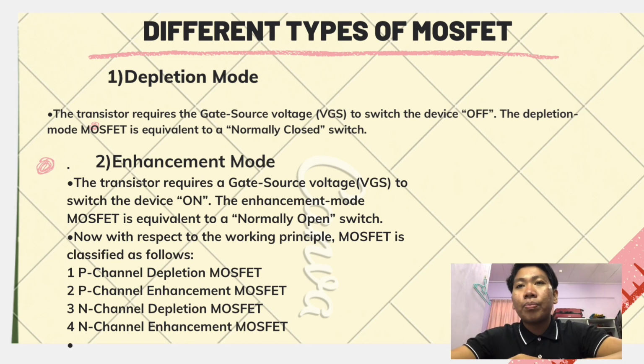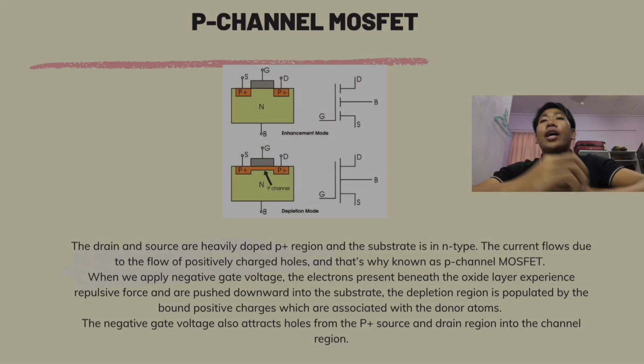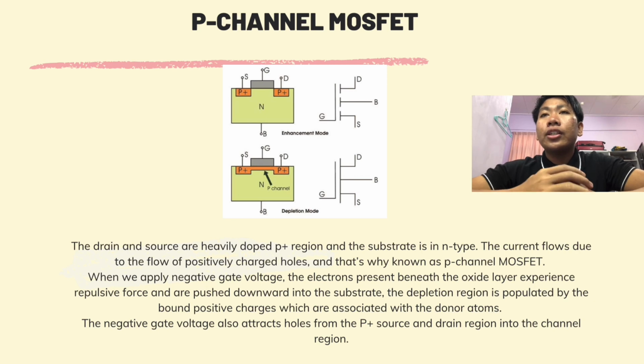Now, with respect to the working principle, MOSFET is classified as follows: 1. P-channel depletion MOSFET, 2. P-channel enhancement MOSFET, 3. N-channel depletion MOSFET, and 4. N-channel enhancement MOSFET. And we only take two channel MOSFETs, and one of these is the P-channel MOSFET.